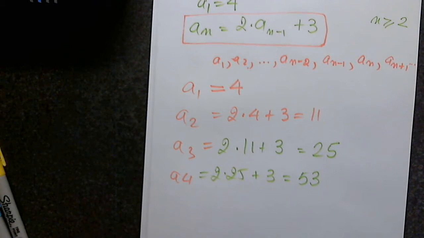So we learned that sequences can be given plainly, as the general term. And the second way of presenting a sequence is when I don't have the general term, but I have a general term that depends on the previous terms of the sequence.